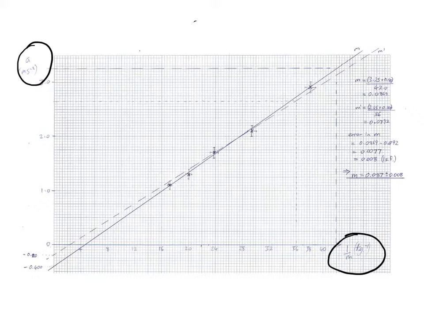Of the two lines, you can see the best fit line, which is solid, averages through the points quite nicely, and then the error bars are plotted for both the mass, or 1 upon mass, and for the acceleration. The vertical bar is the acceleration error, and the horizontal bars are the error in 1 upon mass.